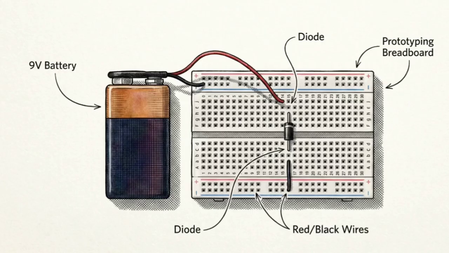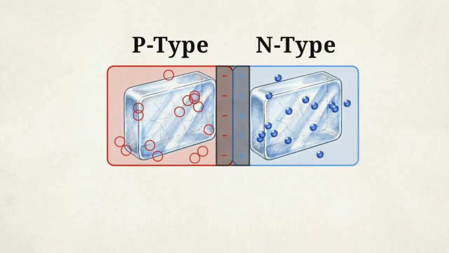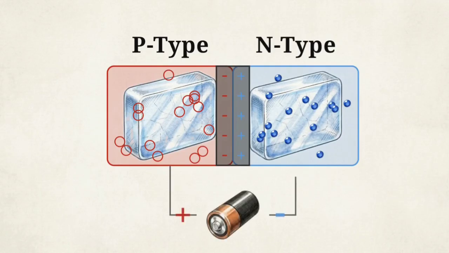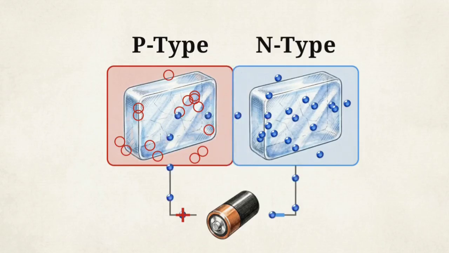Now we wire this PN junction to an active power supply to see the valve in action. In forward bias, we connect the battery's negative terminal to the N-type side and positive to the P-type. Exceeding the 0.7 volt threshold physically collapses the depletion region, allowing a torrential flow of current to pour entirely through the crystal. Flipping the battery creates a reverse bias.